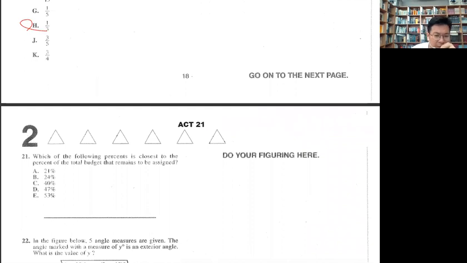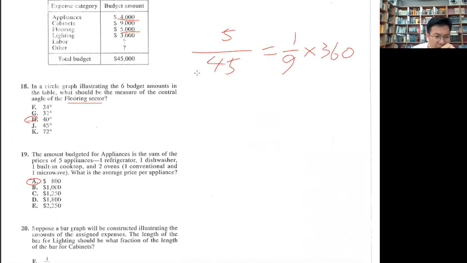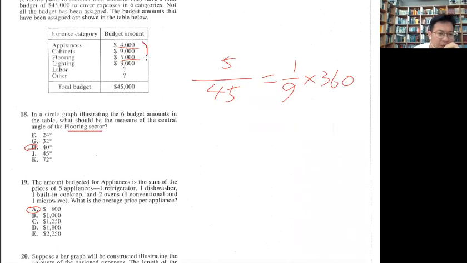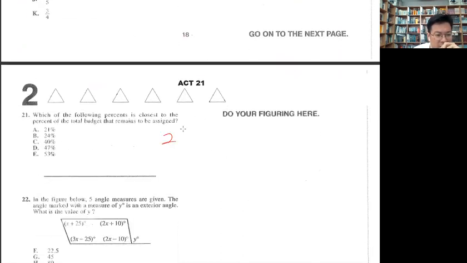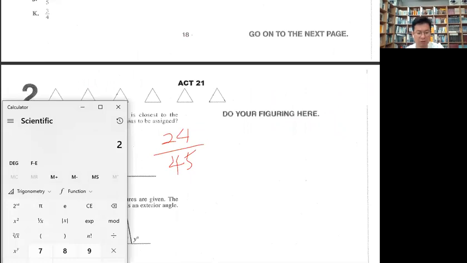Which of the following percents is closest to the percent of the total project remaining? Remaining is, so we have to add this up. 9, 18, 21. So this 2 has to be 24. Yeah, 24 out of 45, which is a little bit over 50. 24.